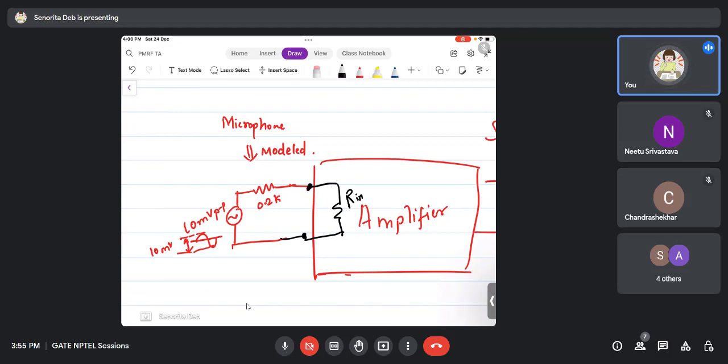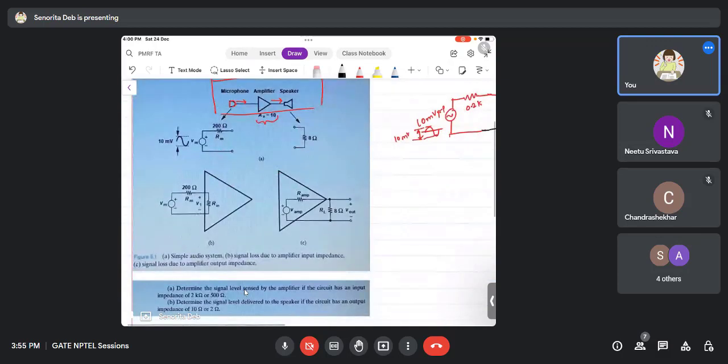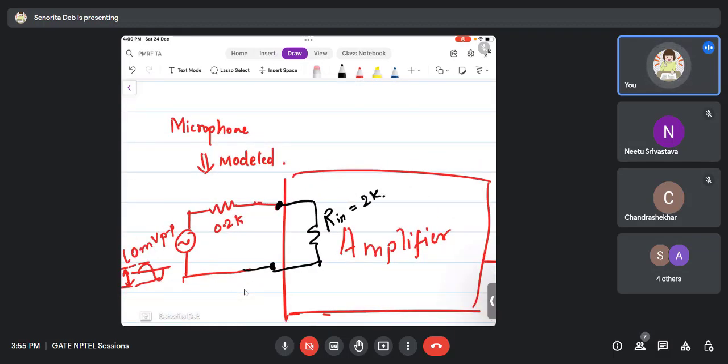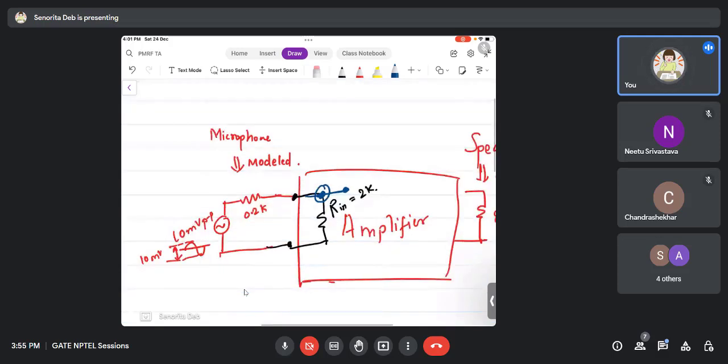So Chandrasekhar, now can you solve this question? What is the level sensed by the amplifier? R in is given as either 2k or 500. So R in is, let's say, 2k. Now can you tell me what the amplifier is seeing? Yes, we need to apply voltage division. It is seeing this voltage, right? This is what the amplifier is seeing. And what will be this voltage? This is nothing but application of voltage division.